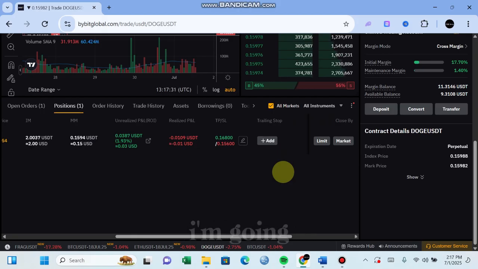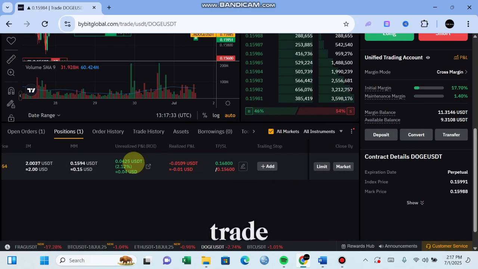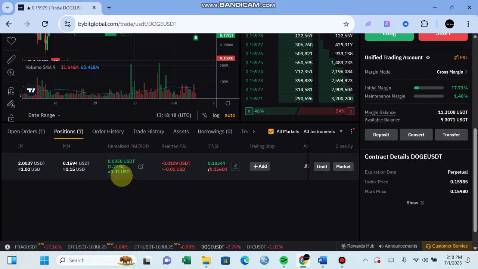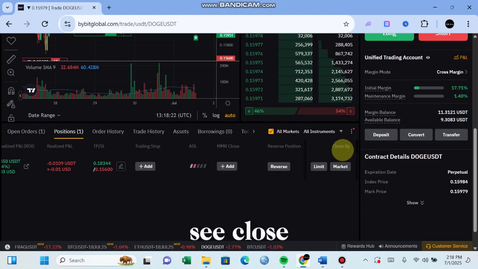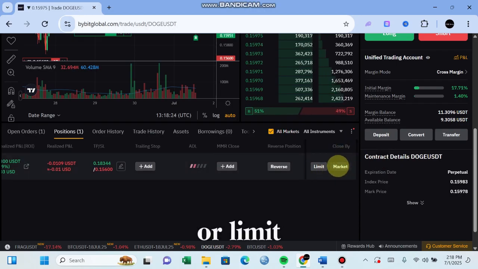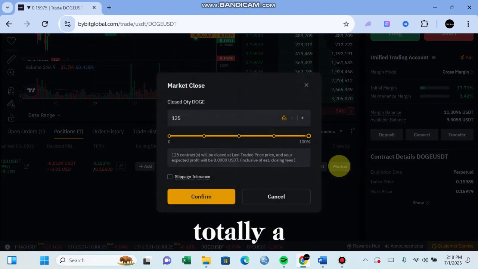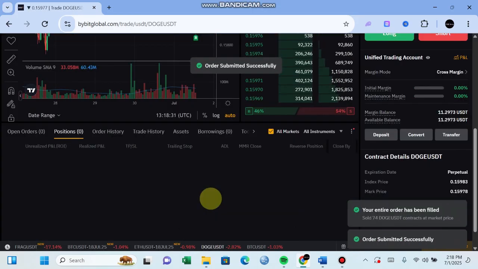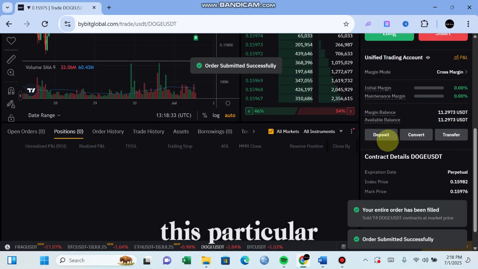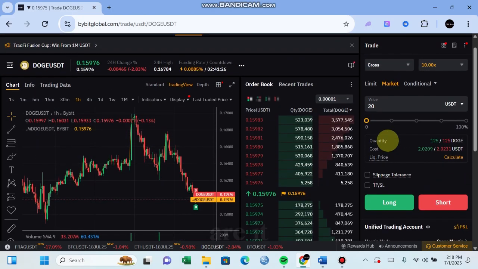So right now I'm going to close this trade. So I want to close this trade. To close the trade, I'll just scroll down. You can see close by market or limit. So if you want to close at market, click on market and tap on confirm. It's going to confirm and it has closed this particular trade for me. So guys, this is it.